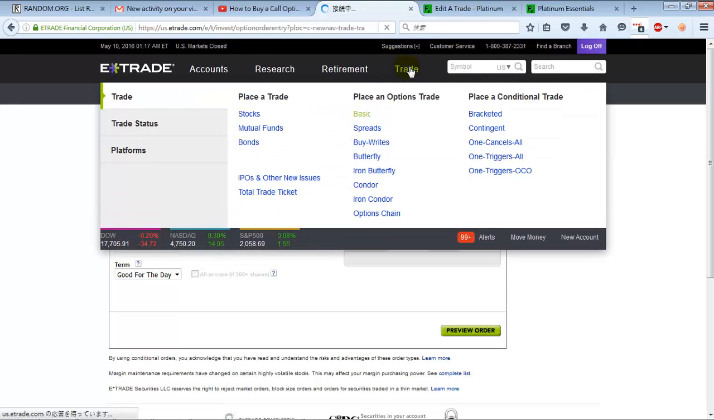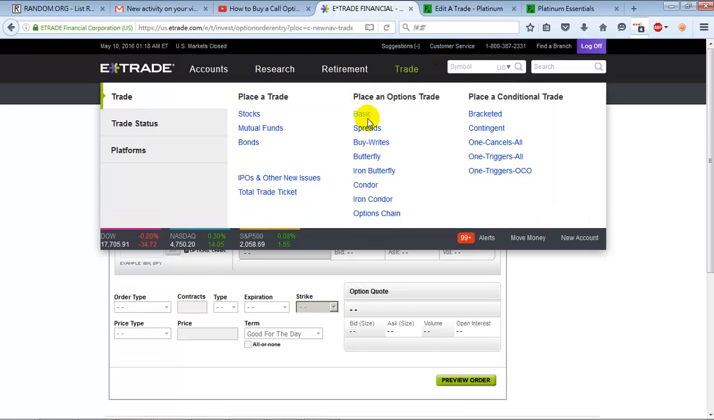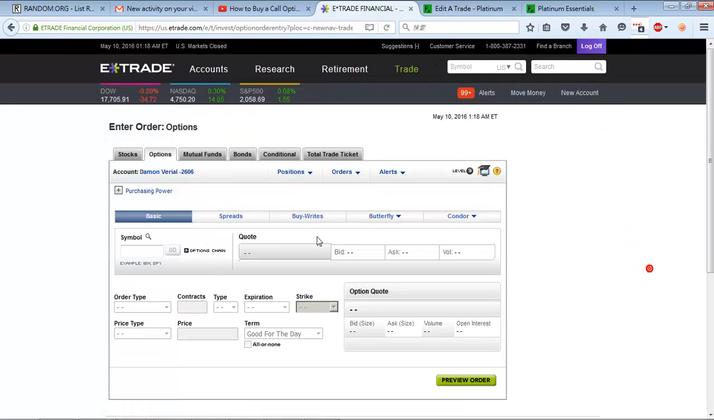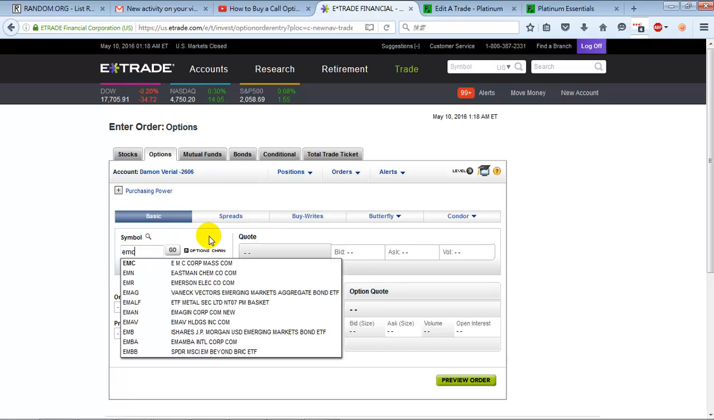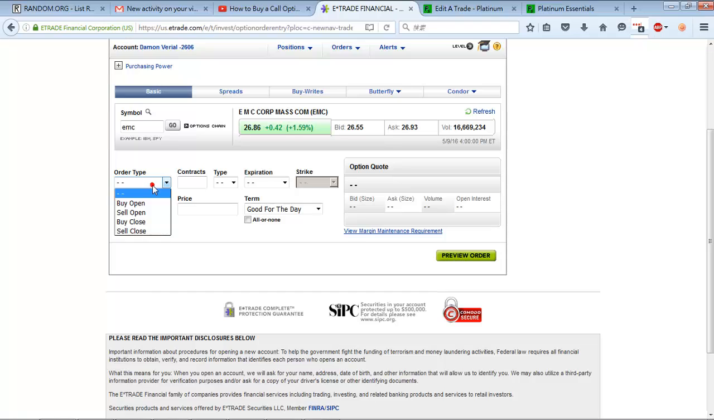Check it out. Once you're in your eTrade account, go into Trade, click on Place an Options Trade Basic, and whatever you bought, put in the symbol for that. So let's say we bought EMC. Order type. Now you got four of those. Four order types, and this is where people usually make a mistake.